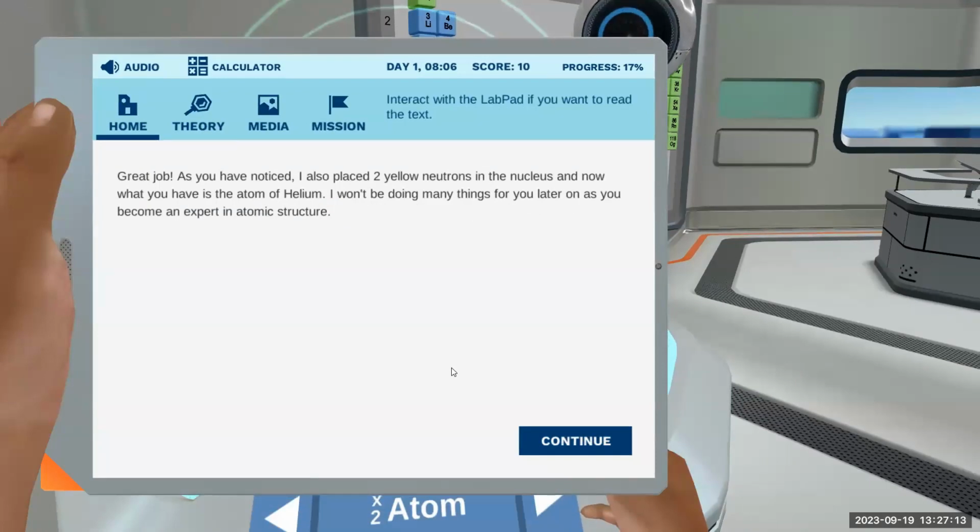Great job. As you have noticed, I also placed 2 yellow neutrons in the nucleus, and now what you have is the atom of helium. I won't be doing many things for you later on as you become an expert in atomic structure. An expert.